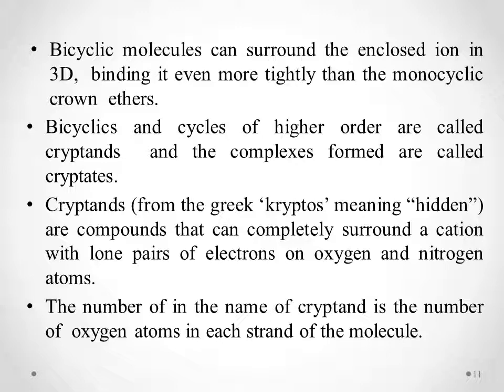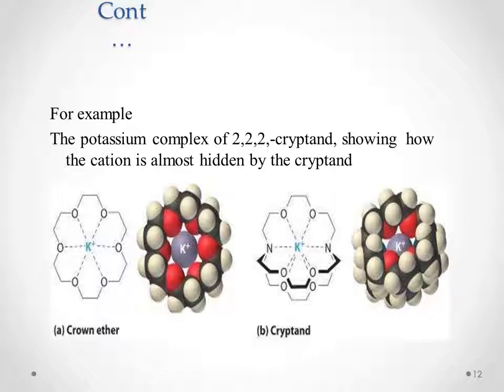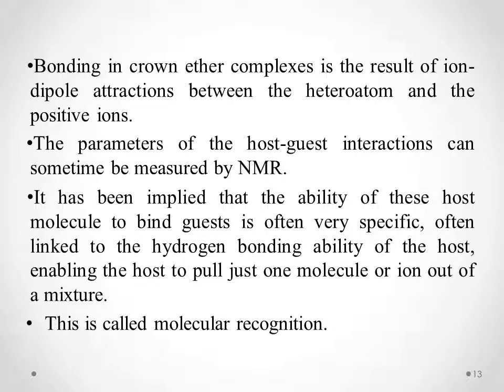Cryptane is from the Greek word cryptos, meaning hidden, or a compound that can completely surround a cation with lone pairs of electrons on oxygen and nitrogen atoms. The number in the name of a cryptane is the number of oxygen atoms in each strand of the molecule. Let us examine the structure of 18 crown 6, which is denoted by the first figure. The molecule is shaped like a donut and has a hole in the middle. Bonding in crown ether complexes is the result of ion dipole attraction between the heteroatoms and the positive ions.